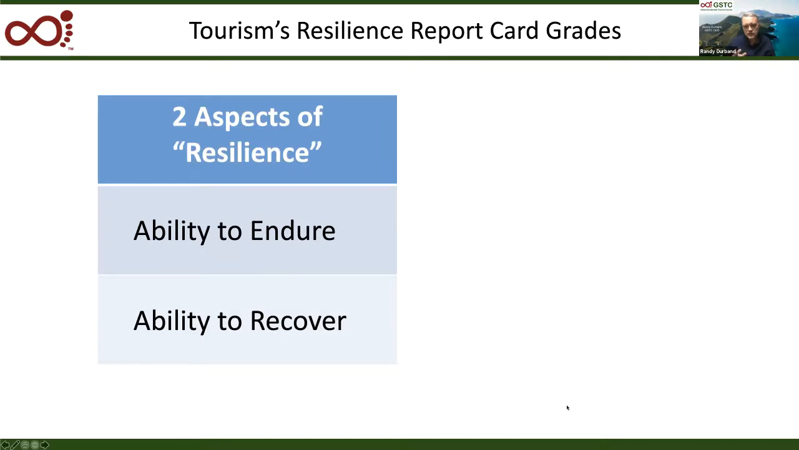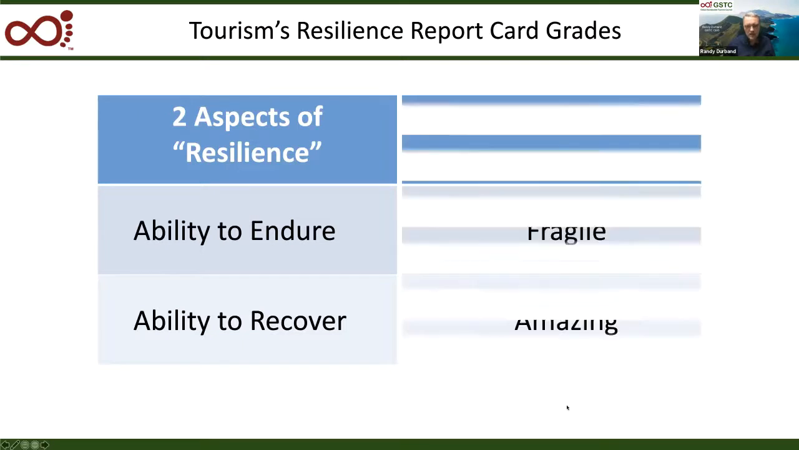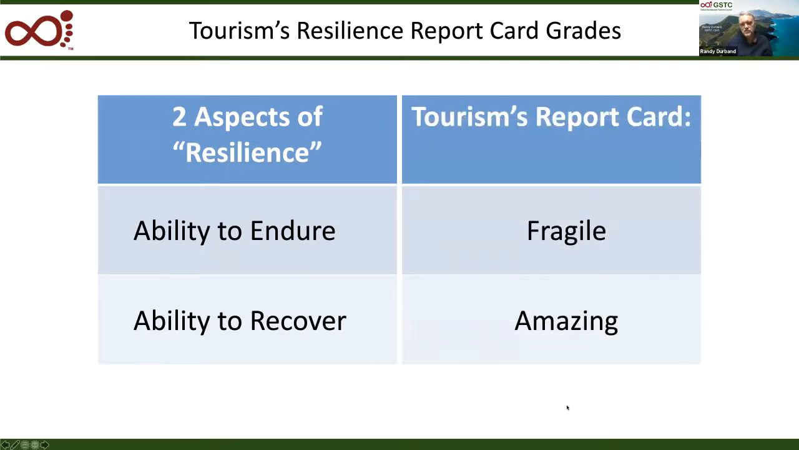There's really two meanings of resilience. There's multiple meanings in the dictionary, but the two core meanings are the ability to endure and the ability to recover. And I would say when you look at both of those meanings, we have very opposite reports and ratings, I would say, for tourism. Yes, the ability to recover is amazing. Humans love to move around.